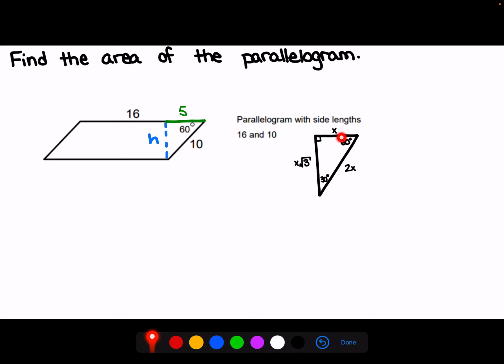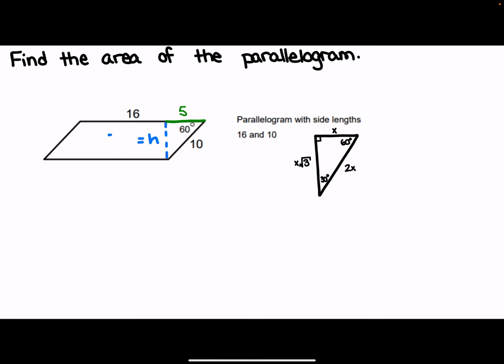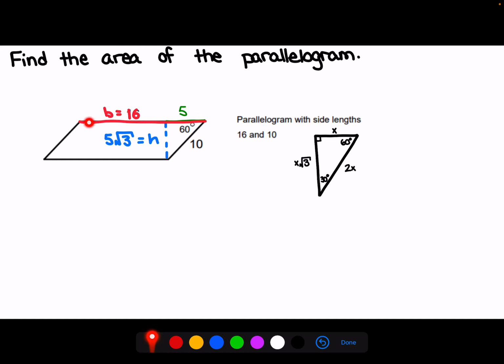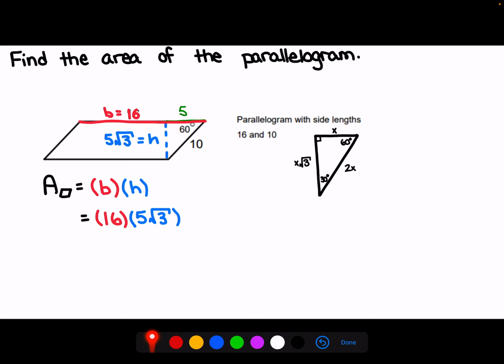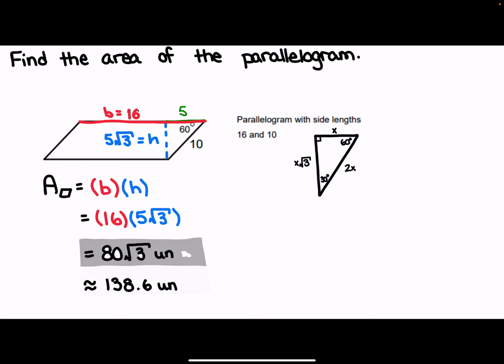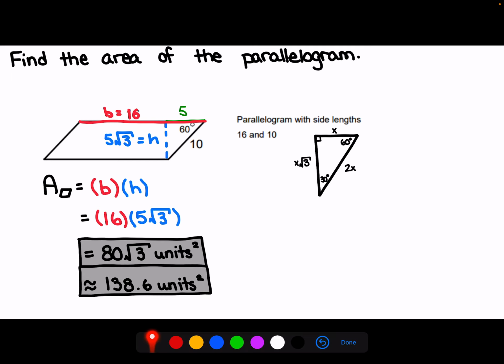If x is 5, then our height, x radical 3, should be 5 radical 3. From here, we have our base still, which was 16, and we have now found our height, 5 radical 3. The area of a parallelogram is just base times height, or 5 radical 3 times 16. 16 times 5 is 80, so our area is 80 radical 3 units squared, which if we enter into our calculator is about 138.6 units squared.